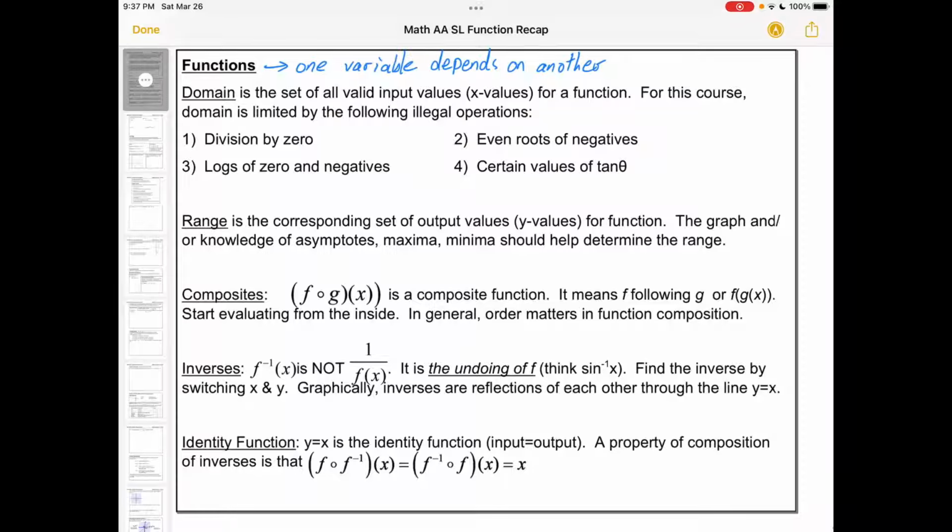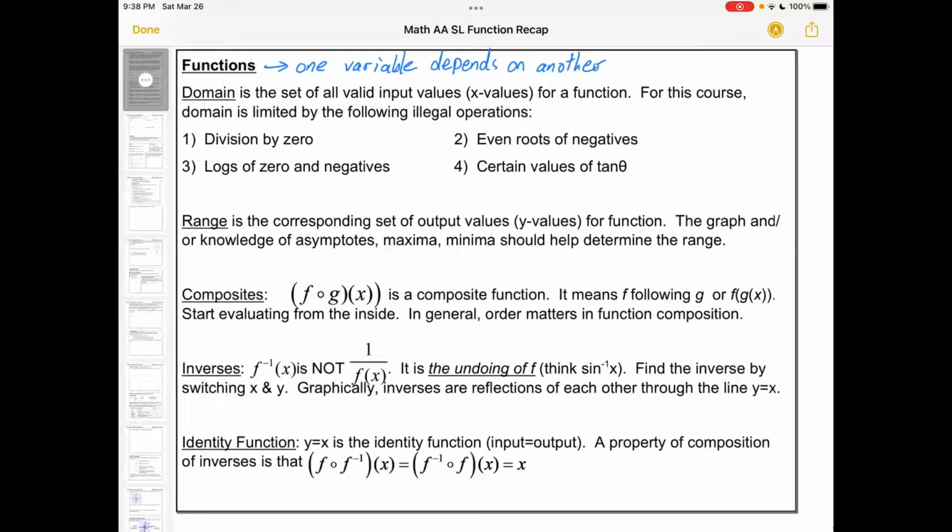The big idea of functions is that these are relationships where one variable depends on another. There's only one output value, or y, for each x. Domain is the set of all valid input values, or x values, for a function. We're dealing with real numbers in Math AASL.